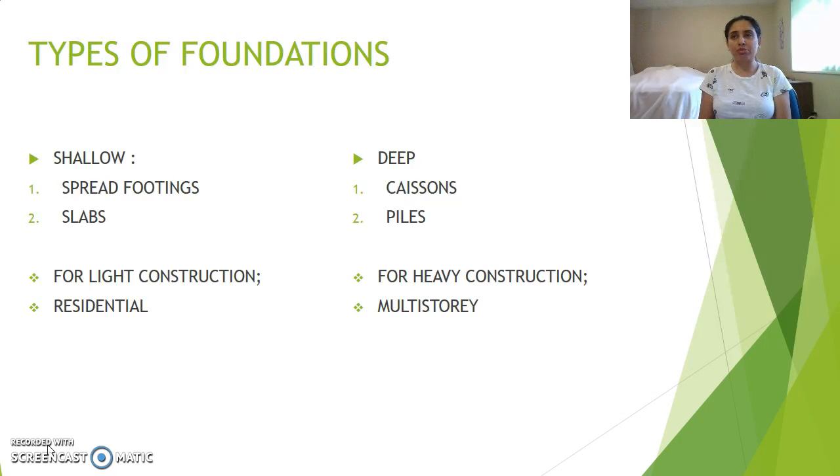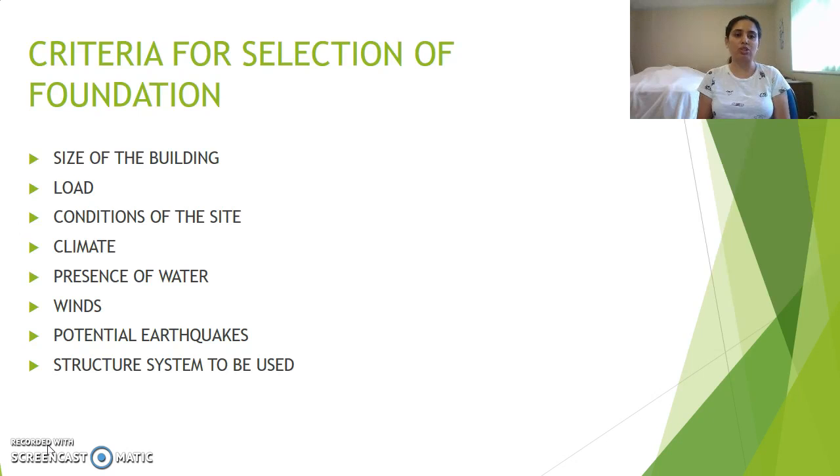There are two basic types of foundations: shallow and deep. Shallow foundations are spread footings and slabs, basically used for light constructions, like residential buildings. Deep foundations include caissons, which are used for bridges and really heavy constructions. Piles are for medium to heavy constructions, basically high rises. For my building structure, pile construction is the best.